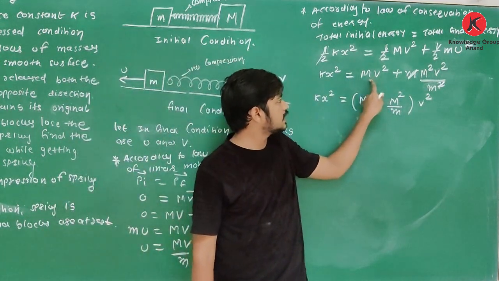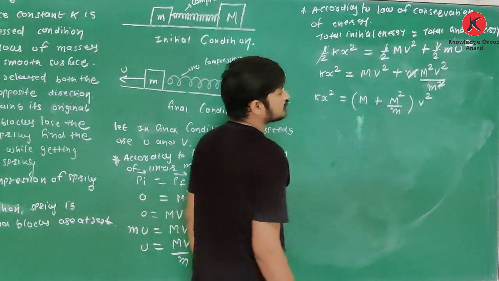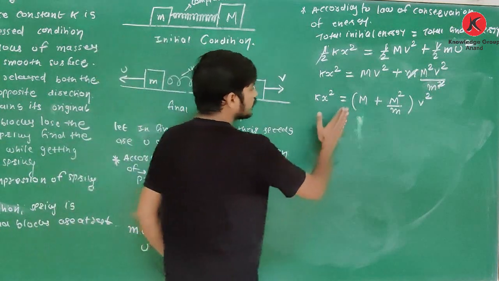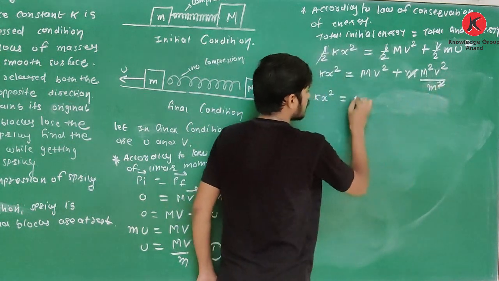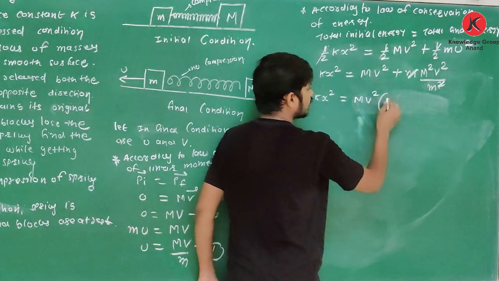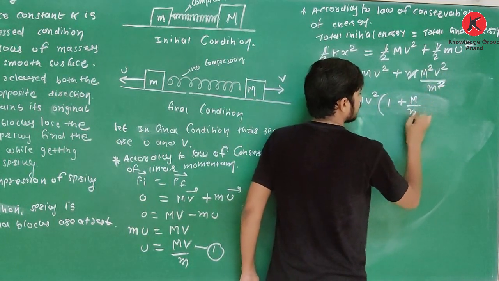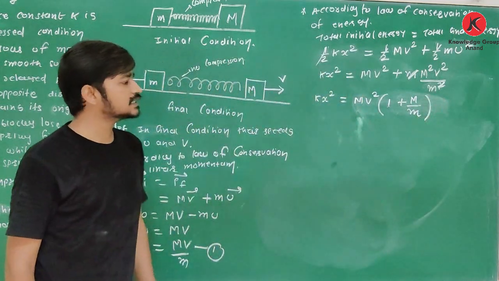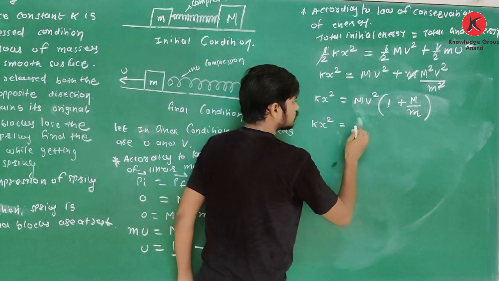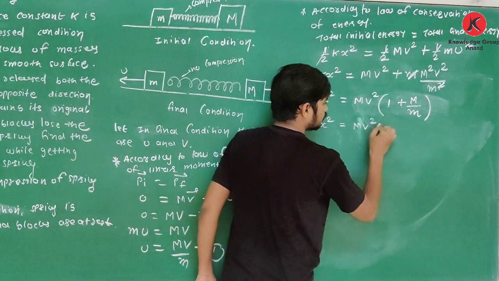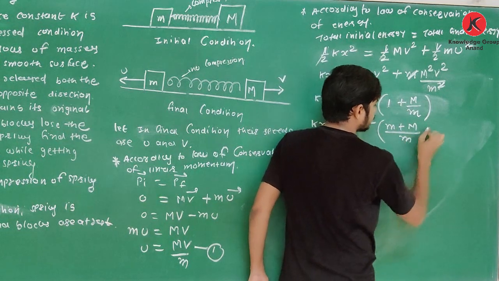Here from this equation, you have to take v square as common. Also you can take M as common. So if we take capital M v square common, then in the bracket it is only 1 plus, here capital M common, so here it is only 1 capital M, and in the denominator it is small m. So yes, kx square is equal to capital M v square, and in the bracket, if I simplify this, it is small m plus capital M divided by small m.